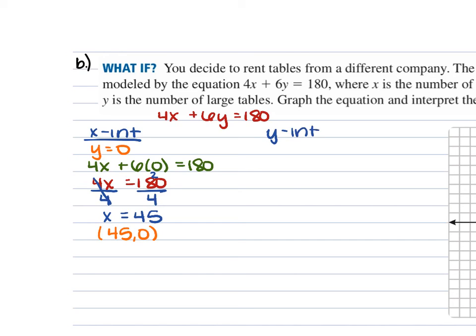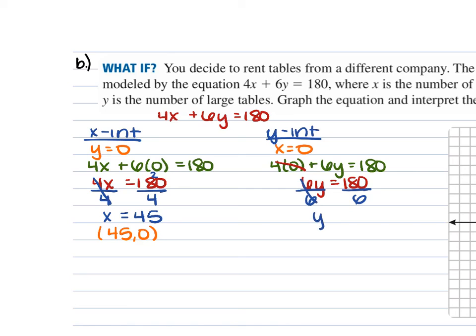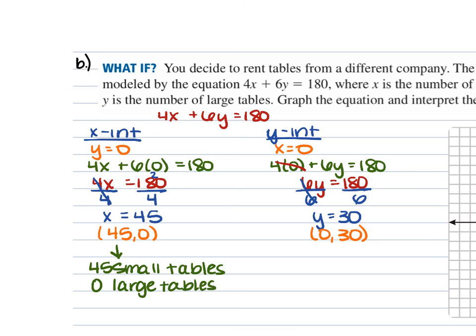To find your y-intercept, we're going to plug in 0 for x. So that's just 4 times 0 plus 6y is equal to 180. The 4 times 0 cancels. 6y is equal to 180. We divide each side by the 6. And we get that y is equal to 30. So that is 0, 30. So this just means when there are 45 small tables and 0 large tables. This one just means 0 small tables and 30 large tables.